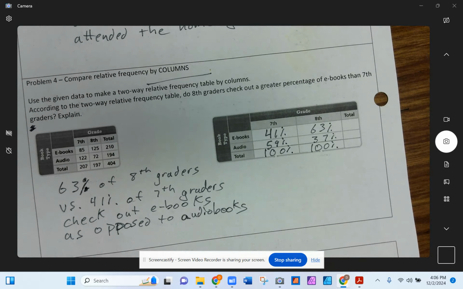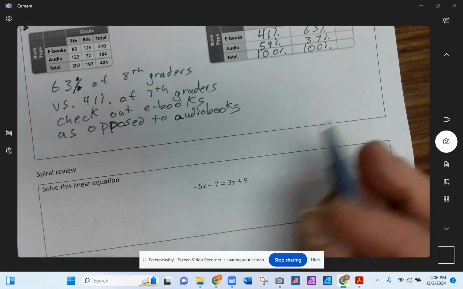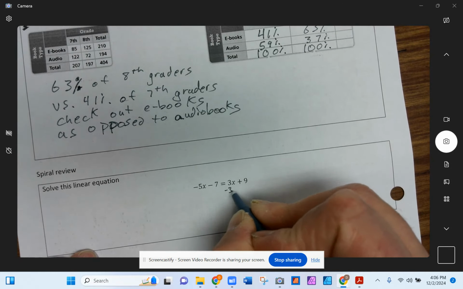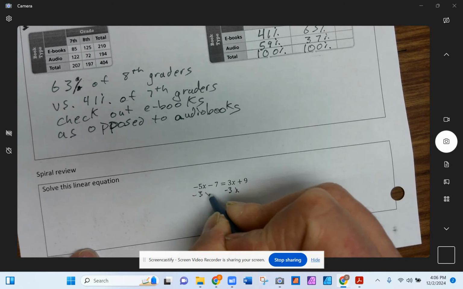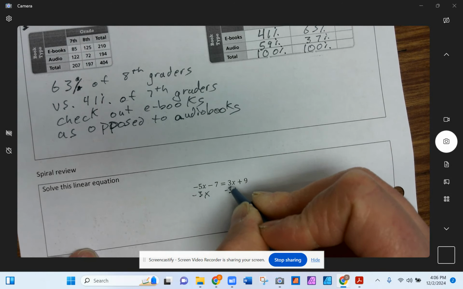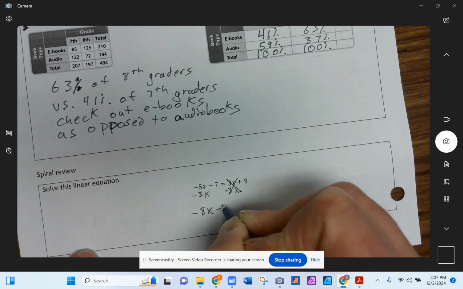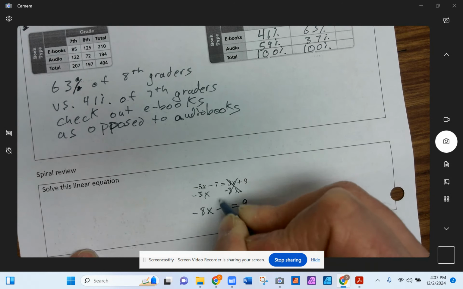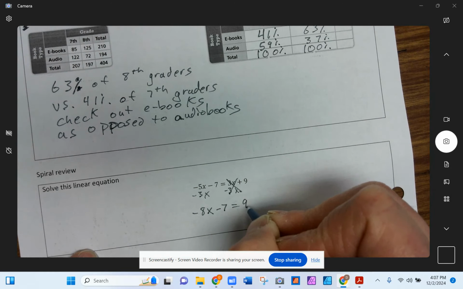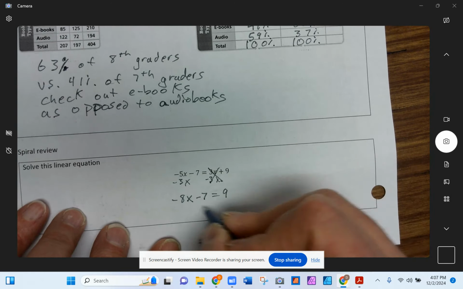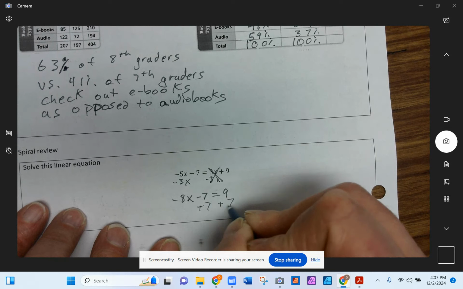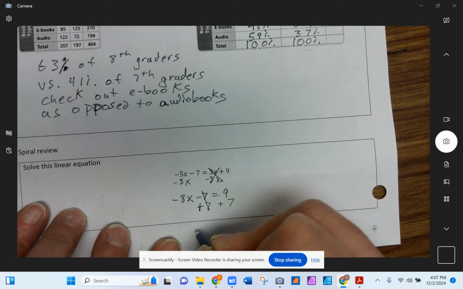Okay. All right. A bit of a throwback. We're going to solve this equation for x. So we're going to take that 3x to the left side. Okay, it's positive, so the inverse or opposite is subtraction. So those cancel out. So that gets us negative 8x minus 7 equals 9. I bring down that minus 7 and that positive 9, because I haven't done anything with them yet. And I want to bring that 7 to the other side. So the opposite of subtraction is addition.